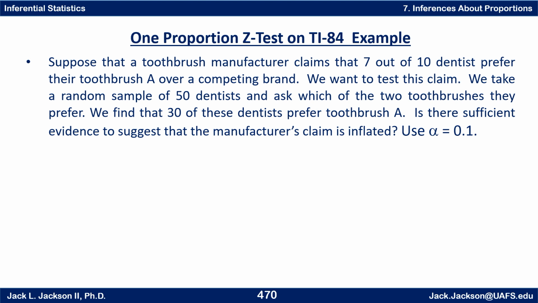So let's say we got 30 out of 50, which is 60%. That's a little bit less than 7 out of 10, which would be 70%. But is it enough to call them out on it and say that they've inflated their claim? So we're going to use an alpha equals 0.1 level for this.